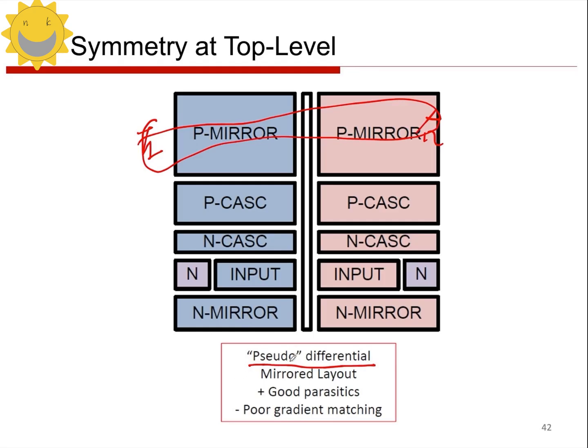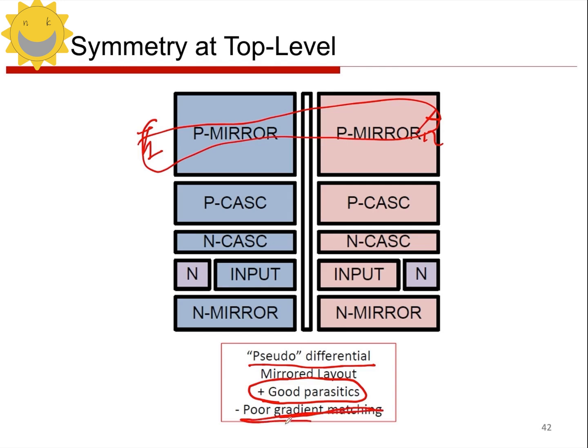The parasitic effect on the circuit is relatively small, but what about it? The gradient matching is relatively poor, right?